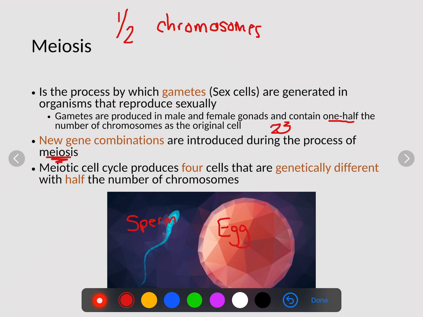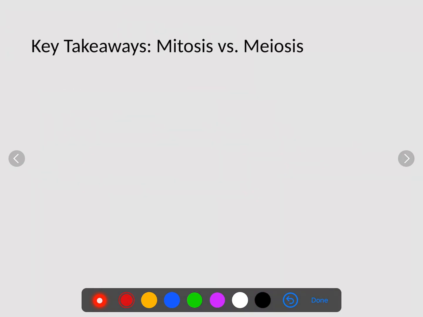This is why nobody really looks alike, because of the amount of different possible allele combinations we get during meiosis. So the meiotic cycle produces 4 cells that are genetically different. Again, genetically different creates genetic diversity with only half the number of chromosomes. So again, 23 is half from dad, 23 half from mom, and when you add those together in a fertilized cell, you get the 46 chromosomes that make up your body.